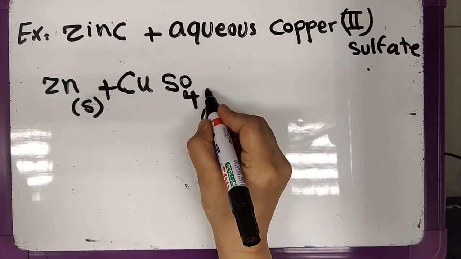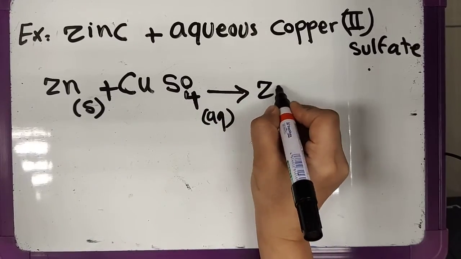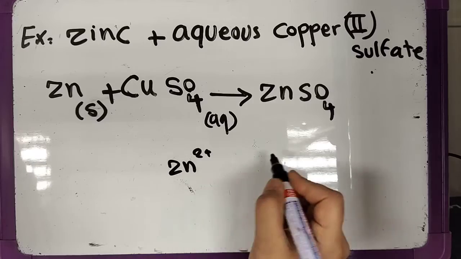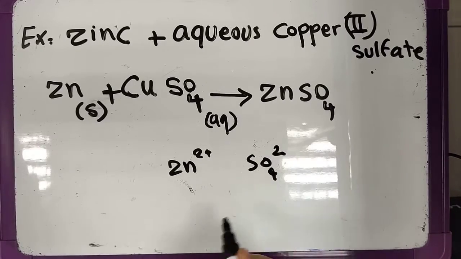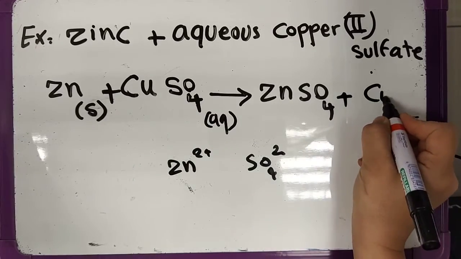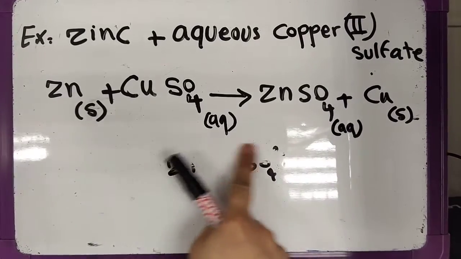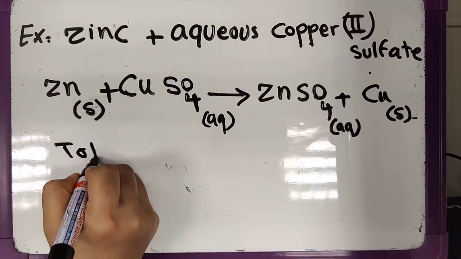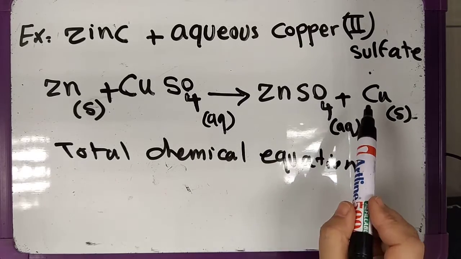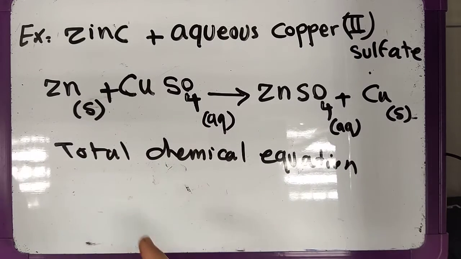The next step is to find the products. This is a single displacement reaction. Zn takes the SO4, so it becomes ZnSO4, because the Zn ion is 2+ and SO4 is 2-, so the formula will be ZnSO4, which is aqueous. Then plus what is left here, Cu, which is copper, a metal in solid form. So this is the total chemical equation. The next thing is to see whether it is balanced or not. If it is not balanced, you have to balance it, but here I think the equation is already balanced, so you do not need to do anything more.